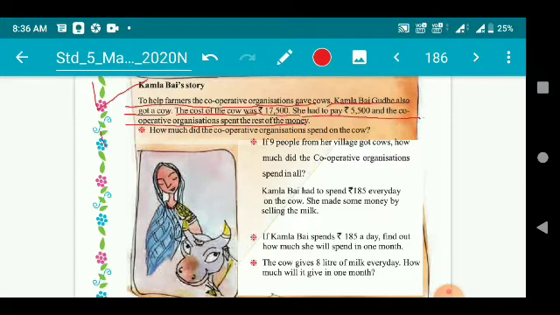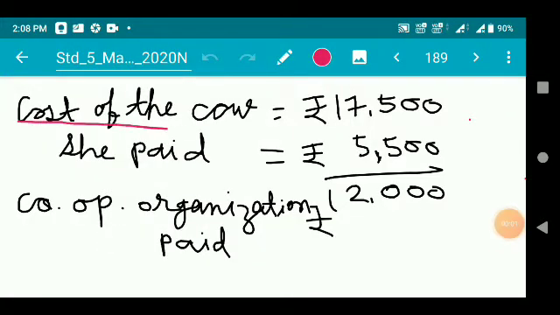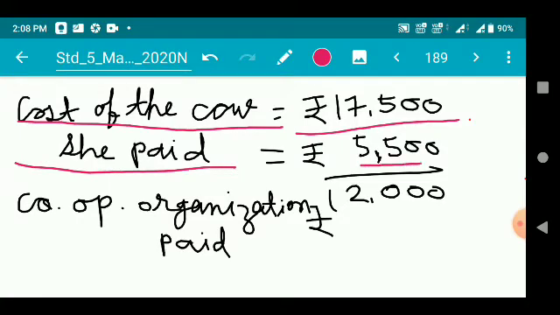Now here is given question: how much did the cooperative organization spend on the cow? Cost of the cow is equal to rupees 17,500 and Kamalabai paid rupees 5,500. So if we subtract 5,500 from 17,500, we will get 12,000. So cooperative organization paid rupees 12,000.